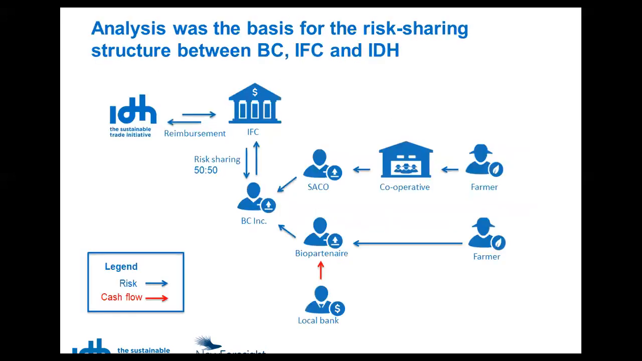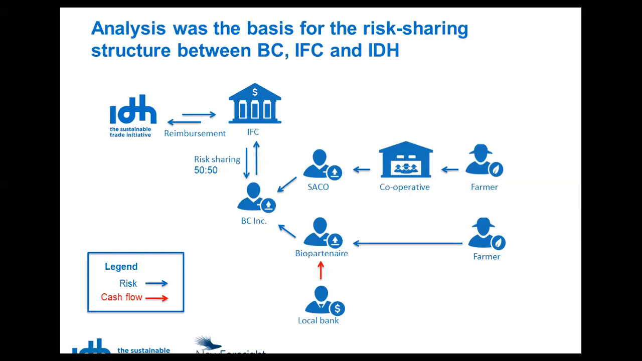Just briefly on how the risk sharing was arranged, it was a 50-50 split between Barry Callebaut and then IDH and IFC on the other side of that. The three partners essentially provided a guarantee over the full project, i.e. taking the risk of the farmers defaulting on their loans, but providing this guarantee to the local subsidiaries of Barry Callebaut, Sacco and Biopartner. The actual funding came from local banks to these companies against their balance sheet.